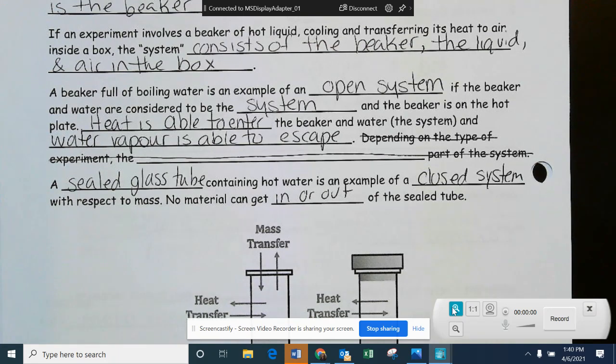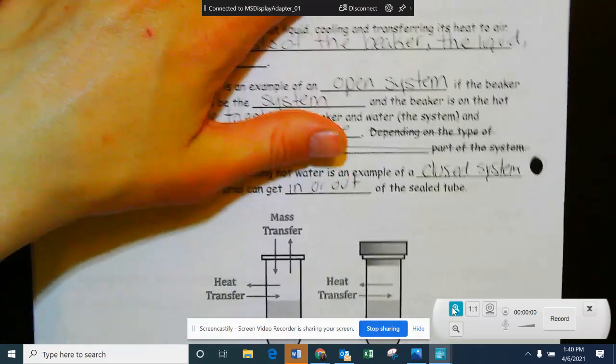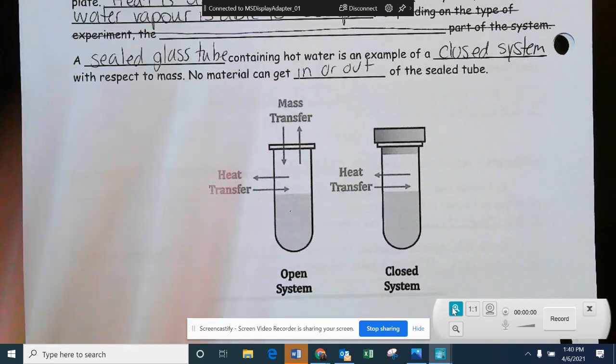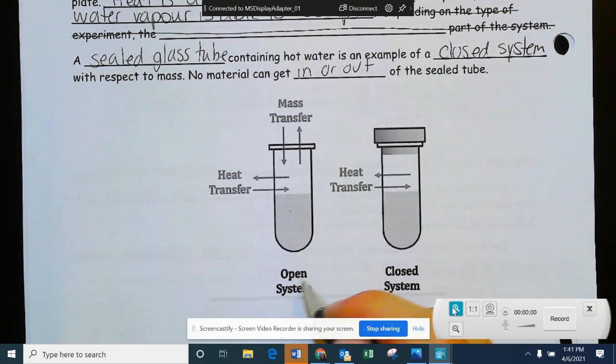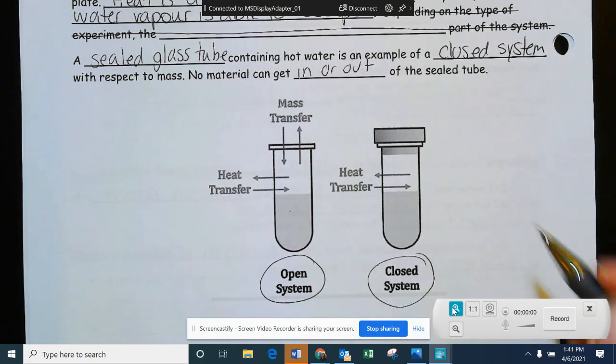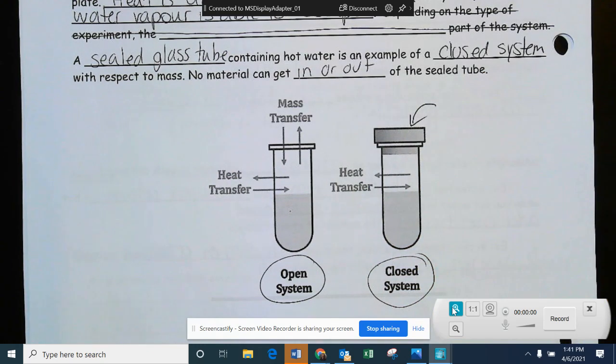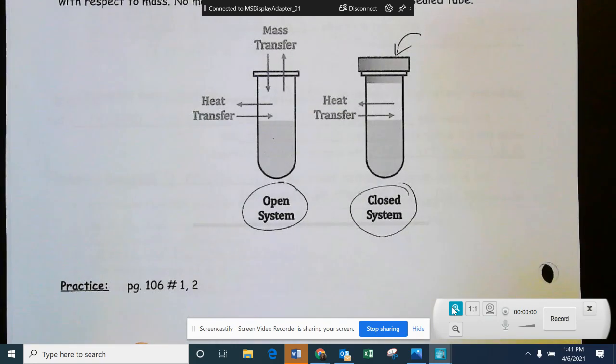So it's okay if there's heat. Heat can be transferred, energy can be transferred, just no matter. Open system, things can move in and out. So this is just a really easy example of an open versus a closed system. We just put a lid on the exact same thing and it becomes a closed system. And that gets really important later on.